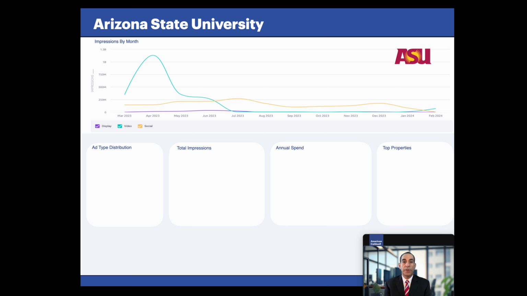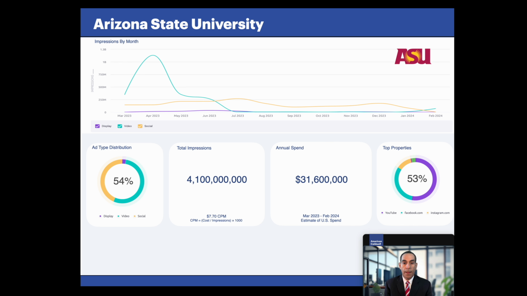And then we have Arizona State University. Arizona State is unique in that you can see here that they're doing a big push into video, taking advantage maybe of the number of people that are actually on YouTube and have access to YouTube. So 54% of their ad type is going towards video, with still a large portion going towards social media.